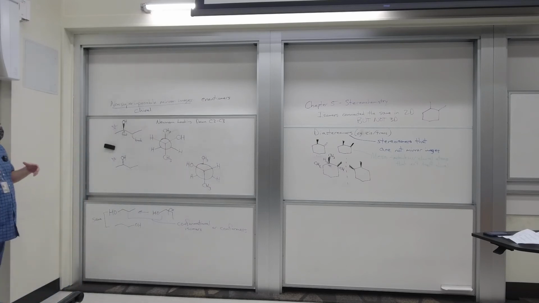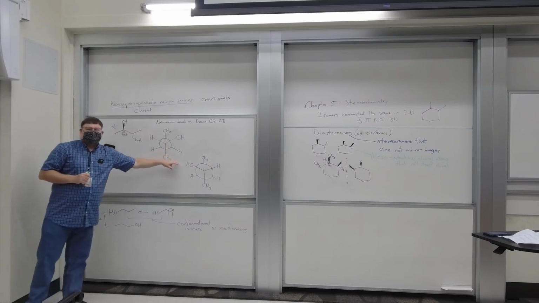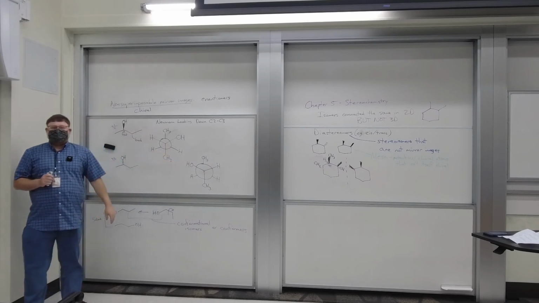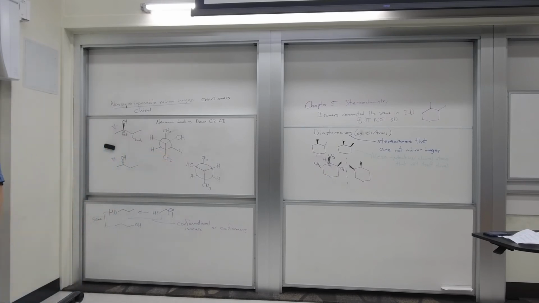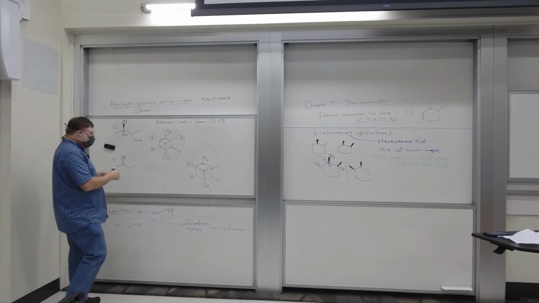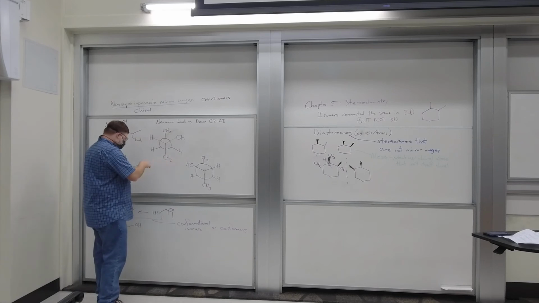Now, what's the relationship of these two structures? Enantiomers? But what does that make them? They are mirror images. Let me recopy this structure up above.